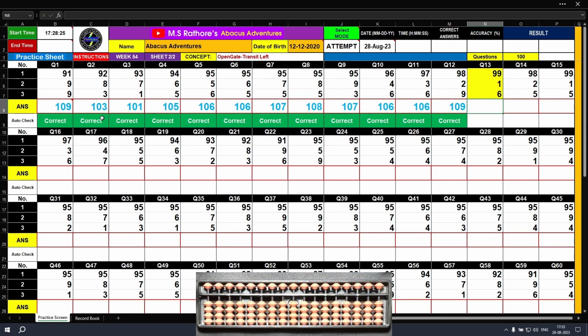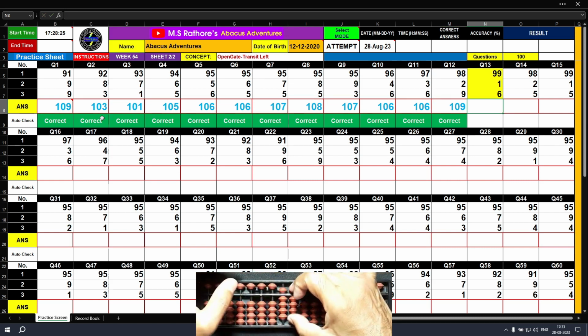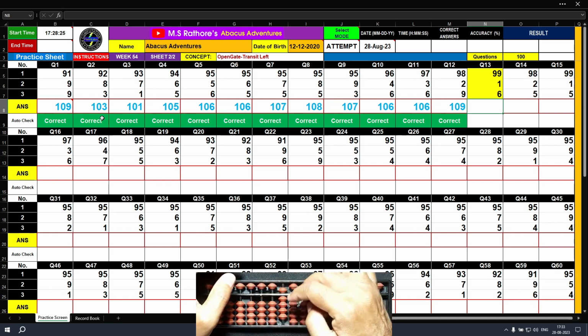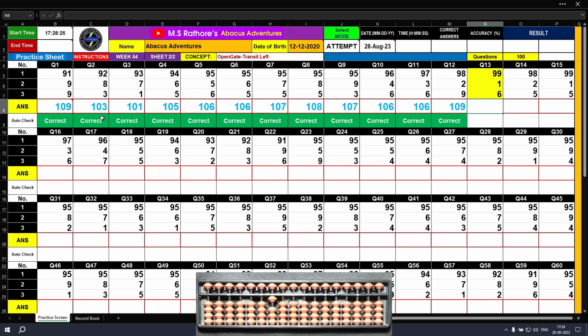Question number 13. Plus 90, plus 9, it's 99. Then plus 1, plus 1 equals minus 9, open the gate, plus 10, the answer is 100. Plus 6, the answer is 106.